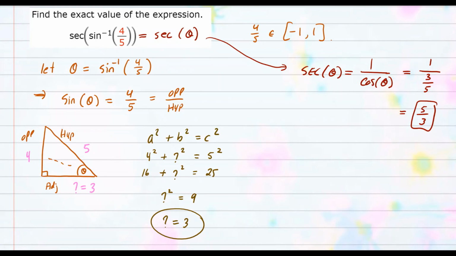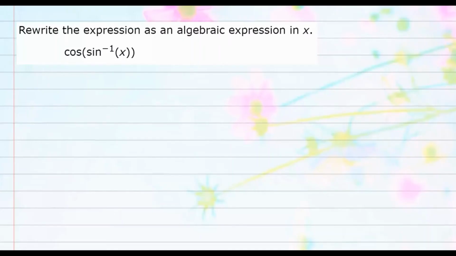Let's do one last example. For this problem, we want to find cosine of sine inverse of x. Now, this is not a real number in there. It's a variable. But that means the result you're going to get will involve x. So let's do the same thing. We let this be theta. So let theta be equal to sine inverse of x. And we know x is between -1 and 1.